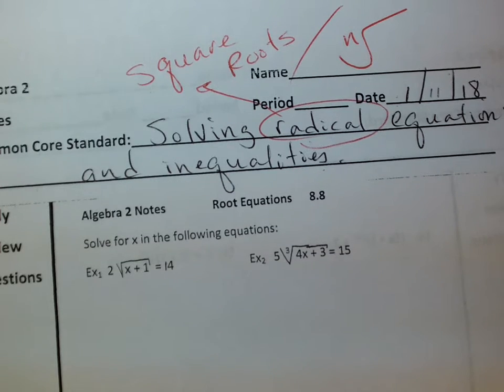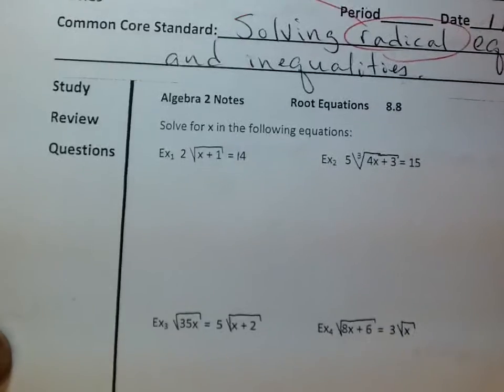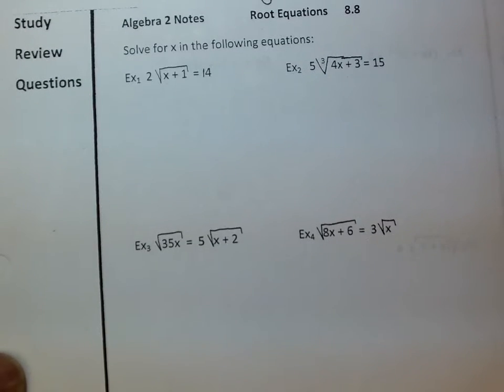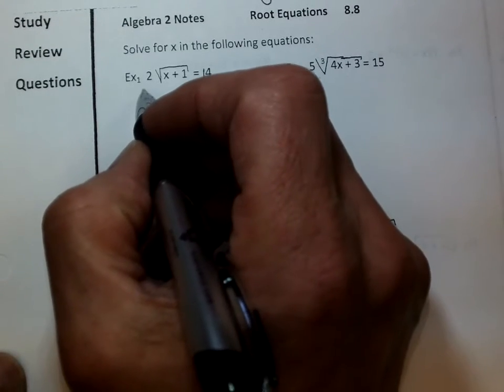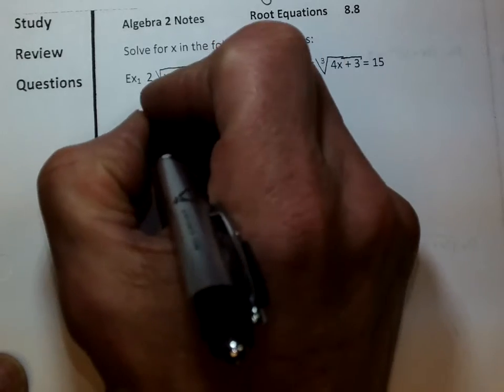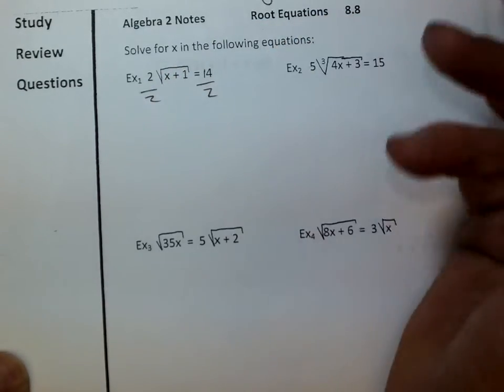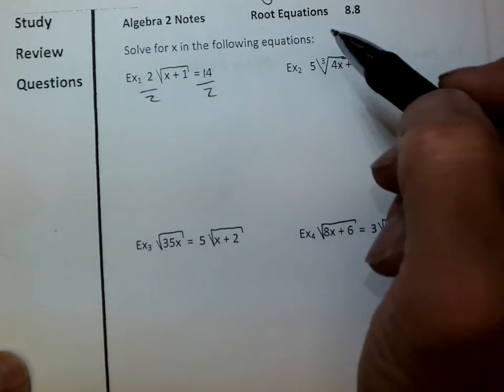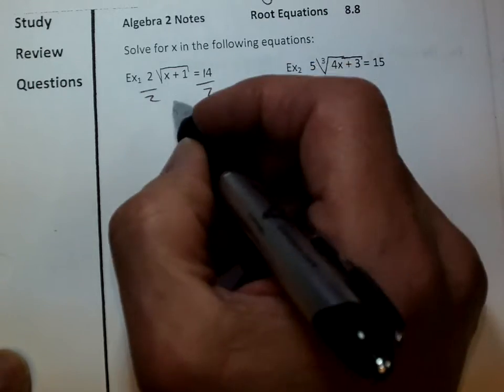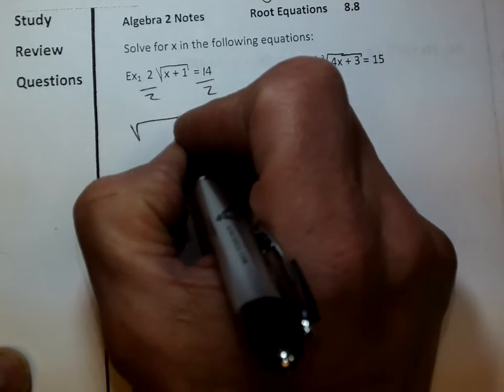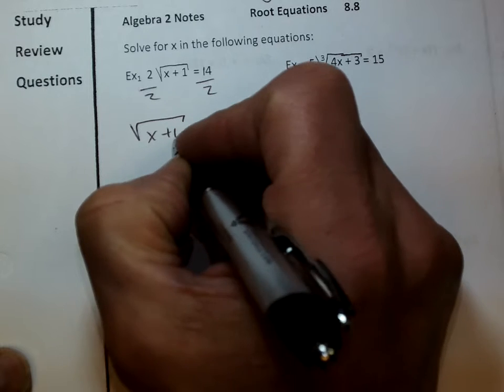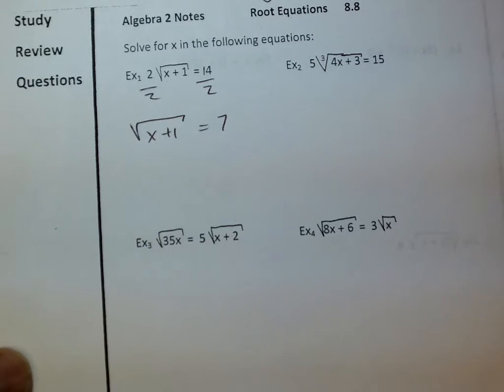So let's take a look at example 1. We're just going to solve. This shouldn't be too difficult for a lot of you. The 2's on the outside. Divide by 2, right? That makes sense. You cannot distribute. You can't bring that inside. So I get the square root of x plus 1 equals 7.